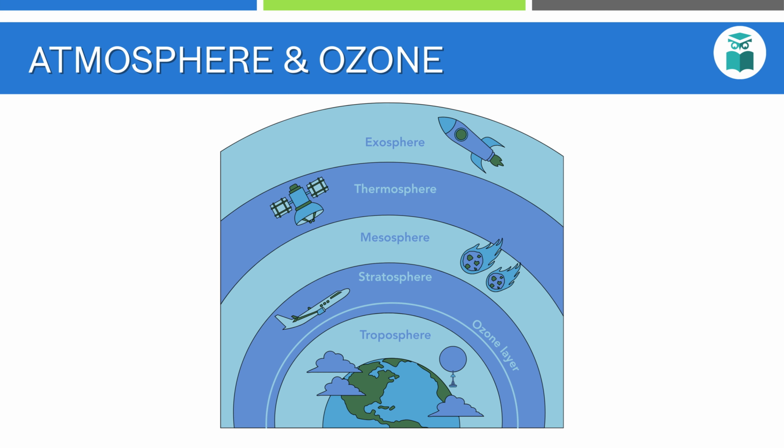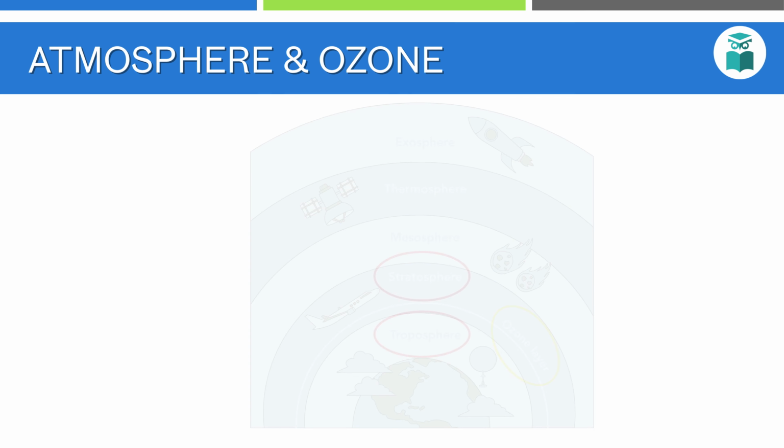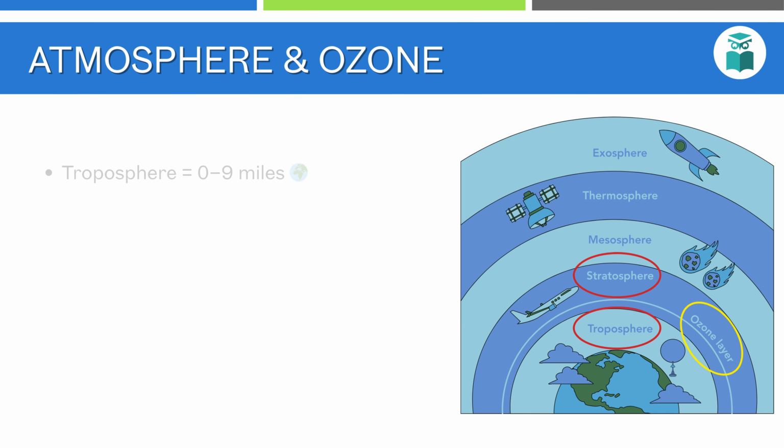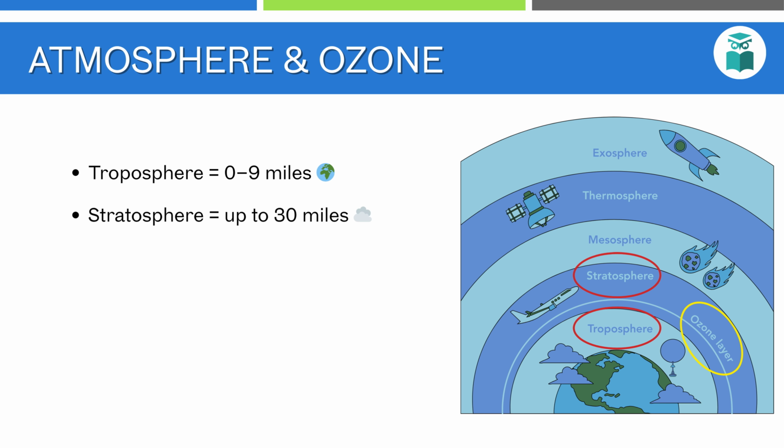The Earth's atmosphere has several layers, but the two that matter most for ozone are the troposphere and the stratosphere. The troposphere is the layer closest to the surface. At the equator, it reaches about 9 miles, or 15 kilometers, high. This is where our weather takes place. Above that is the stratosphere, which extends up to 30 miles, or about 48 kilometers. This is where about 90% of the Earth's ozone is found.